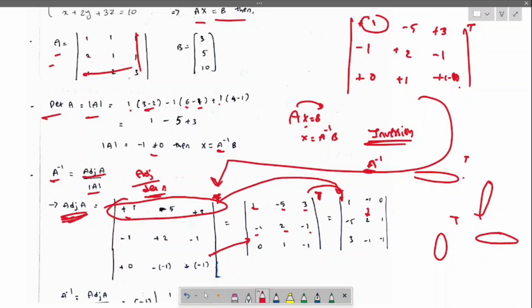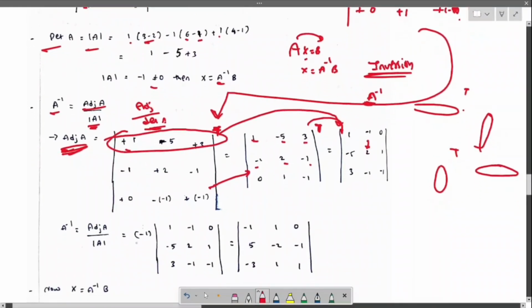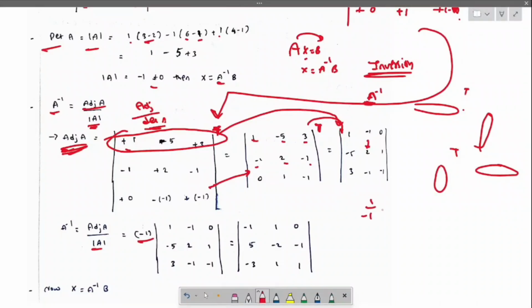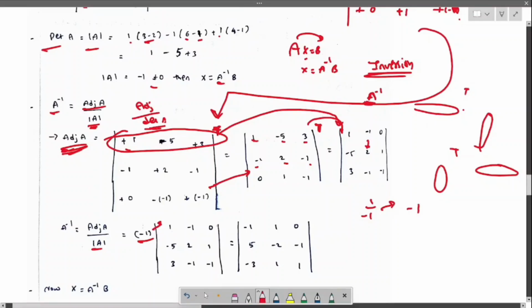Now our goal is A inverse. When you divide by the determinant of A, you will get A inverse. What is the determinant of A? It is 1 by minus 1, nothing but minus 1 only, right? Take the minus inside, and the signs will change. Now the inverse is finished.